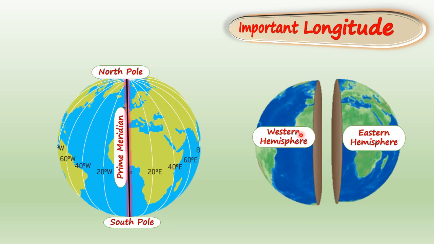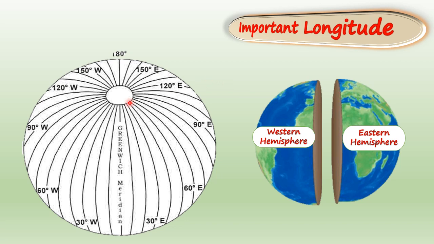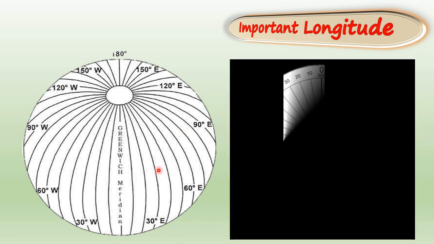And do you know how we number these meridians? We number these meridians in degrees only. Why? Because this is in circular shape, and a circle we always measure in angle. Yes, children.